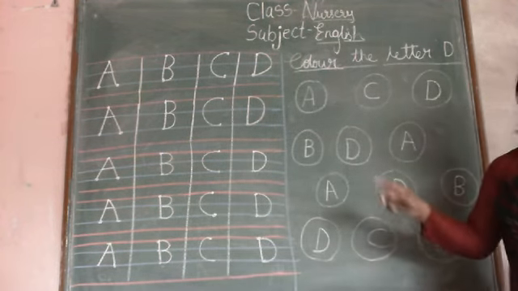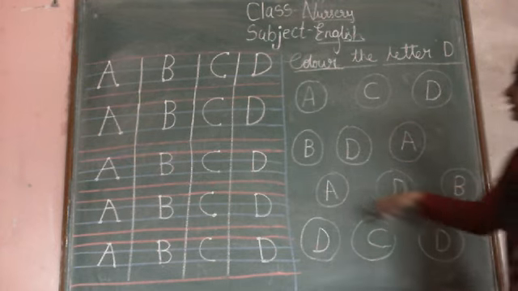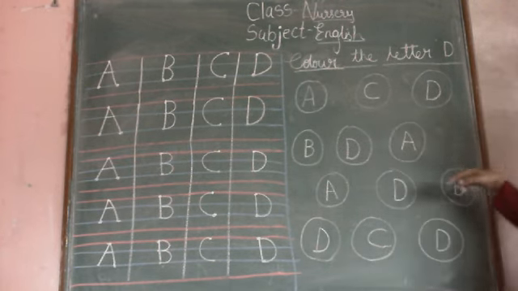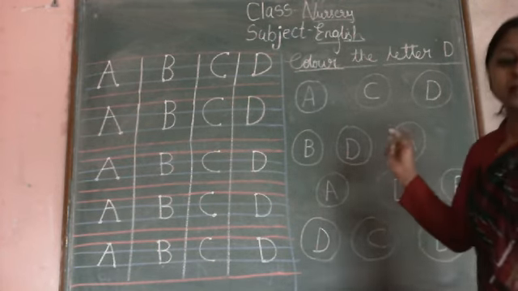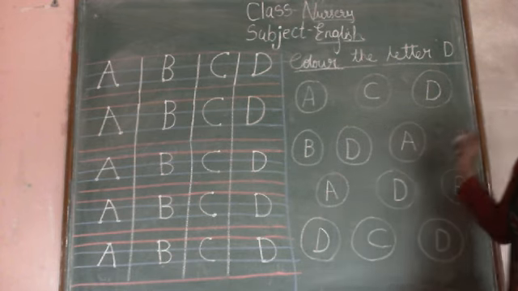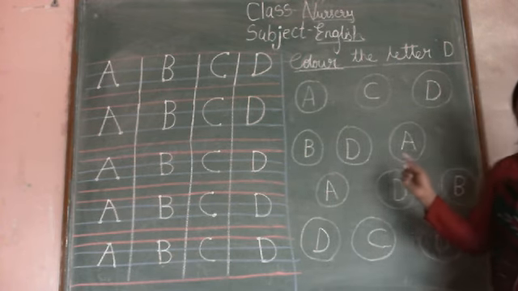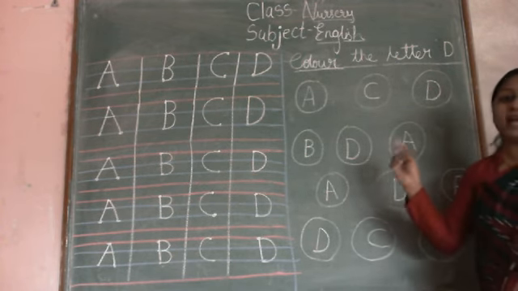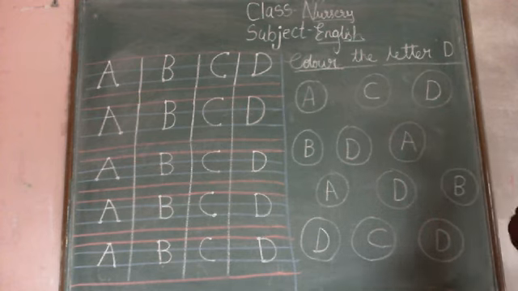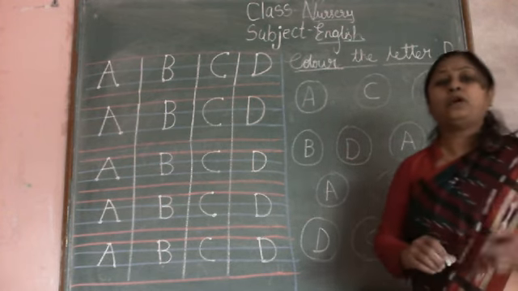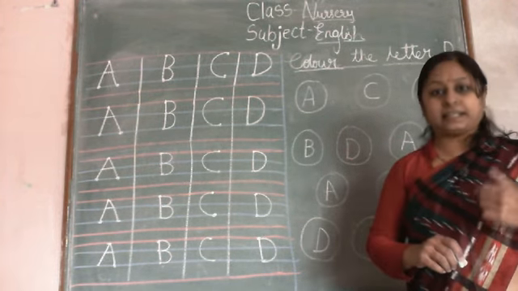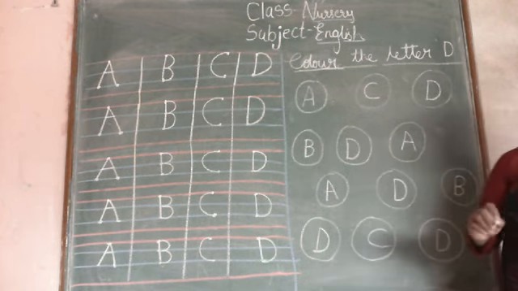So you have to identify. Look here, there are so many letters. We have to identify the letter D and we have to color it.